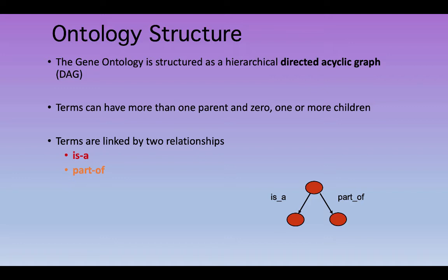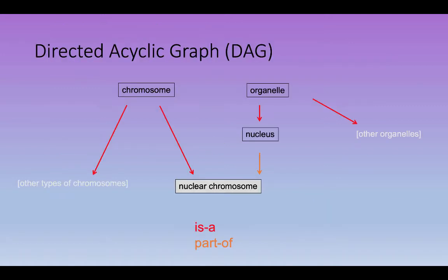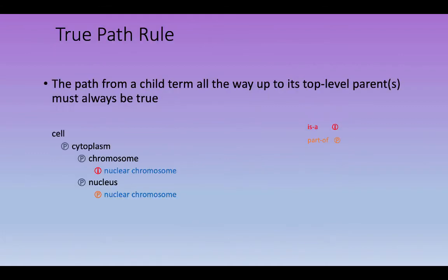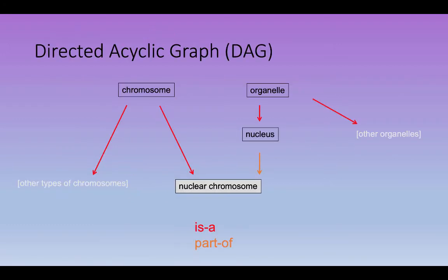And all the terms are basically linked by one of two relationships. It's either an is-a or a part-of. So if we went back to the original case of the nuclear chromosome, we could see the path from a child term to its top-level parent. We can assign all these red arrows, right? These are is-a, so a nuclear chromosome is a chromosome, a nucleus is an organelle. But where it's orange, we say a nuclear chromosome is a part of the nucleus.